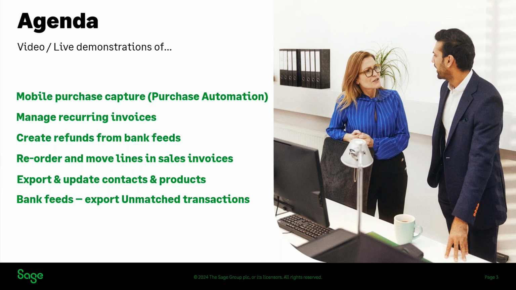It helps you to know your numbers, and we've made improvements to financial reports to promote better visibility. And of course, you can manage your account better. So we've made improvements to account management and the back office admin. So today, in particular, we will look at mobile purchase capture. Another name for it is purchase automation, managing recurring invoices, creating refunds from bank feeds, reordering and moving lines in sales invoices, exporting and updating contacts and products, and bank feeds, exporting unmatched transactions.